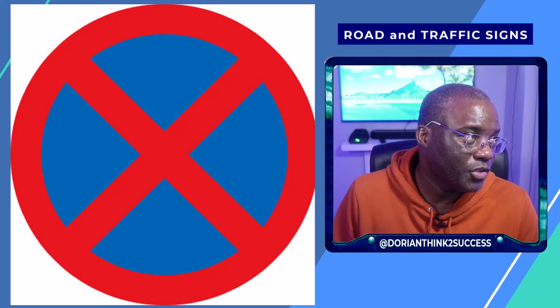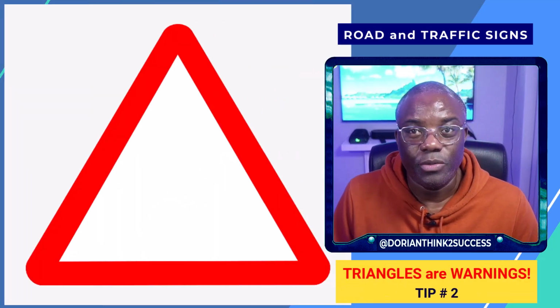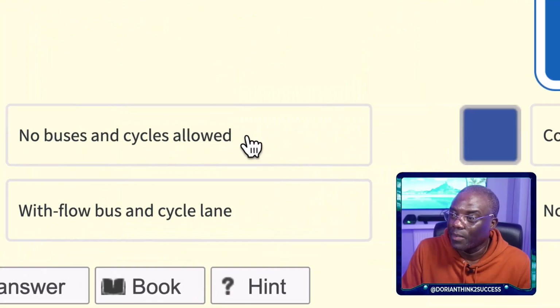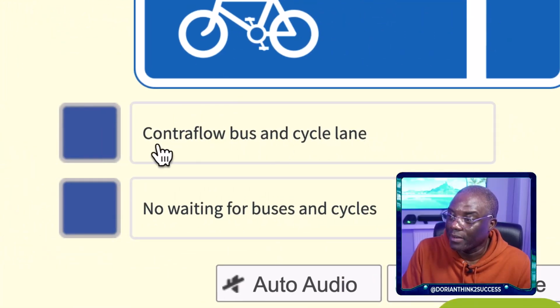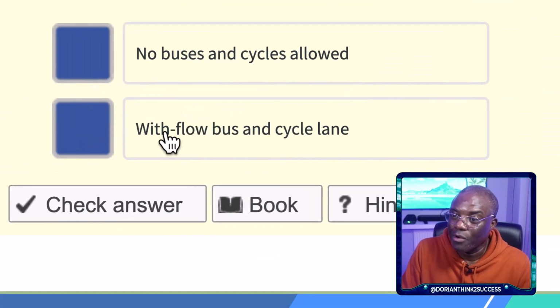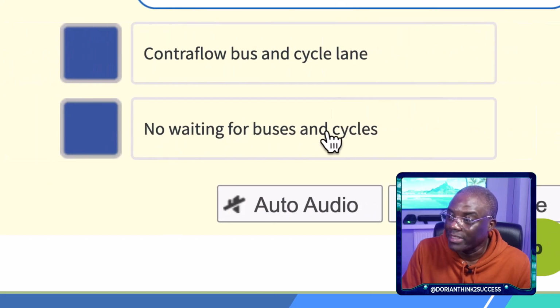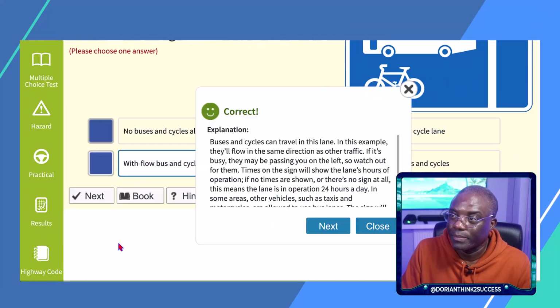Then we move on to your triangles. Triangles, if you didn't know, this is with flow. Contra means going against the flow of traffic. That's why it's called an arrow. Because this one has no arrow, it's with flow bus and cycle lane. So that's what we're looking for. So no buses and cycles allowed, it's not that one. Contra flow bus and cycle lane. Remember, contra's going against the flow. Because it's got no arrow, with flow, bus and cycle lane. And let's check the last one, no waiting for buses and cycles, so it's going to be that one.